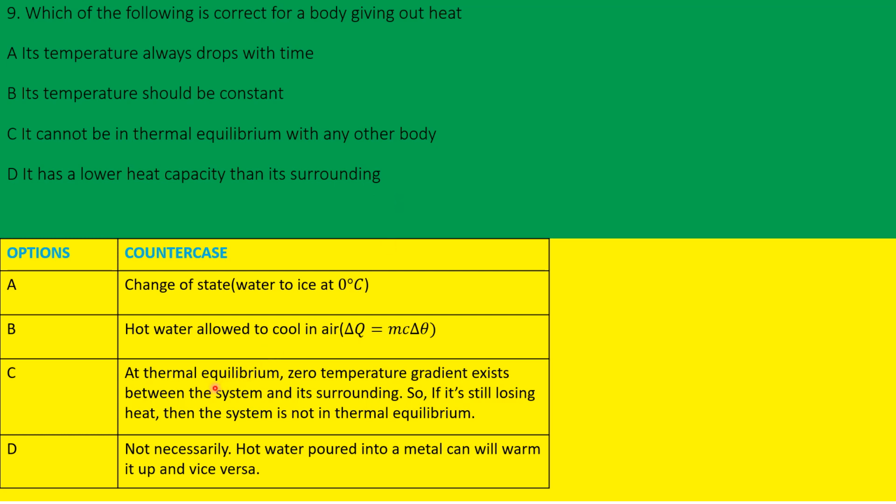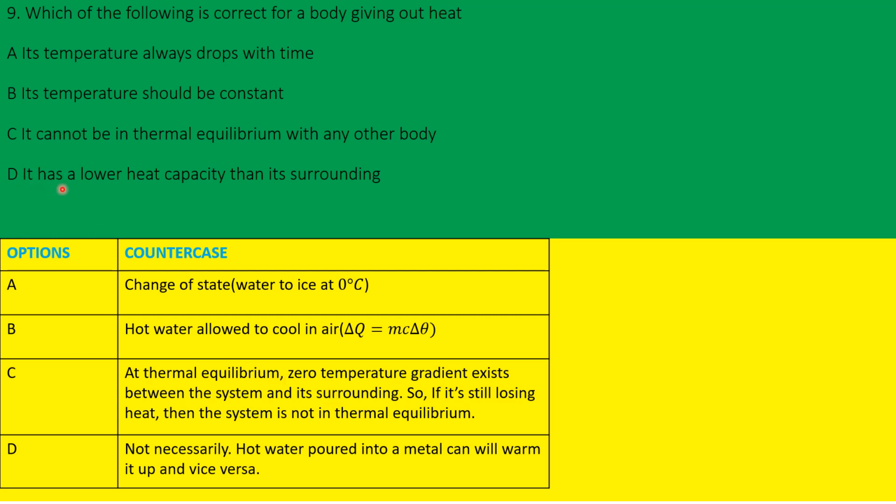Now let's look at the counter case I produce here. At thermal equilibrium, zero temperature gradient exists between the system and its surrounding. So if it's still losing heat, then the system is not in thermal equilibrium. You get, right? So if the system is losing heat, like the question is talking about, the body is still giving out heat, then it's not in thermal equilibrium with its surrounding.